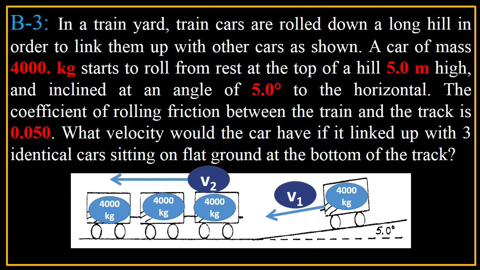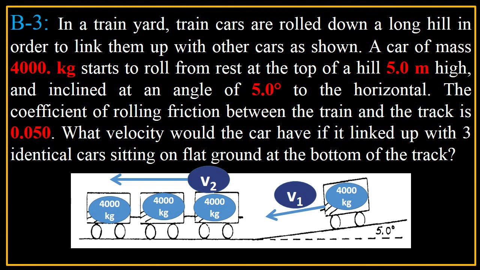Okay, in a train yard, train cars are rolled down a long hill in order to link them up with other cars as shown. A car of mass 4,000 kilograms starts to roll from rest at the top of the hill 5 meters high and inclined at an angle of 5 degrees to the horizontal. The coefficient of rolling friction between the train and the track is 0.05. What velocity would the car have if it linked up with 3 identical cars sitting on flat ground at the bottom of the track?